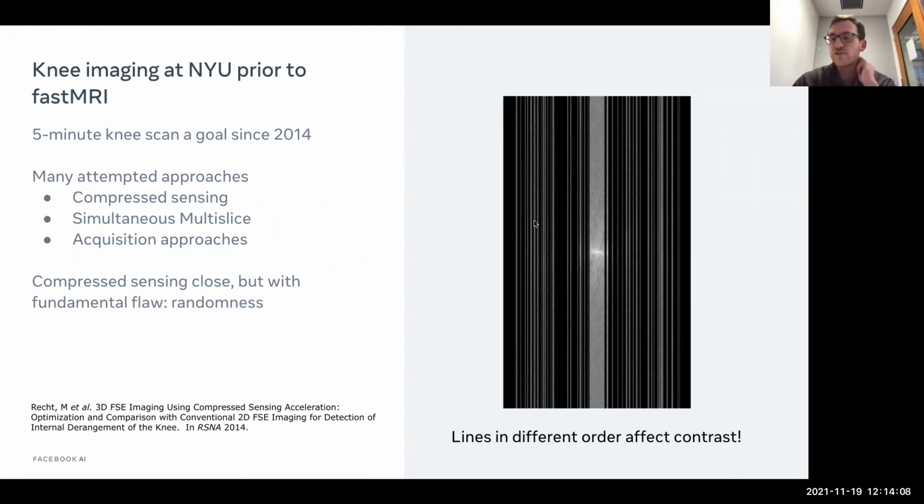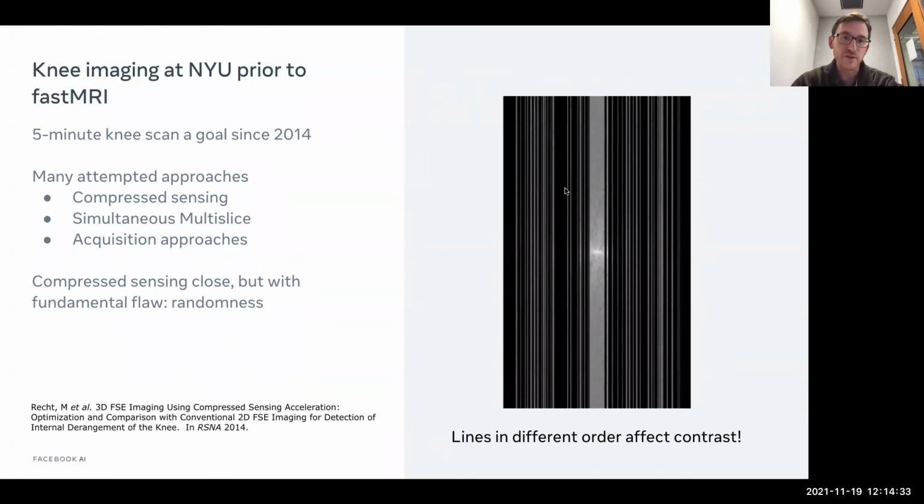So you might randomly sample this Fourier space. And the issue is that for the spin echo imaging that we do in MRI, there's actually a time dependency to the order you acquire these samples. So if you acquire these samples in a different order, then you will alter the contrast of the final image. And this altering of the contrast was very disruptive to how the radiologists interpreted the images. And as a result, compressed sensing was rejected for clinical practice.